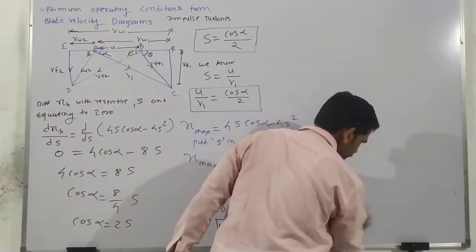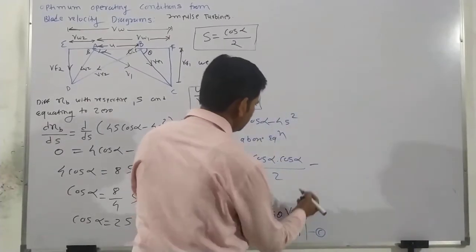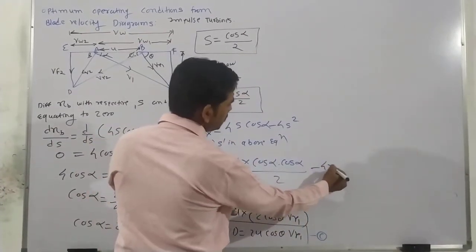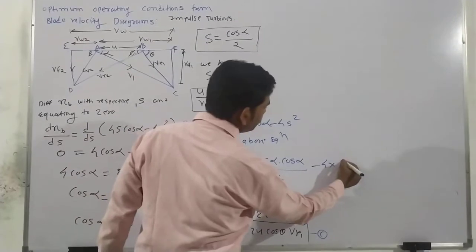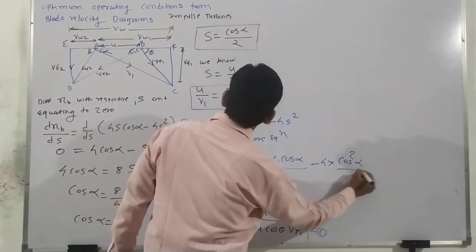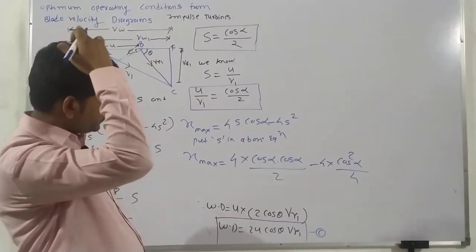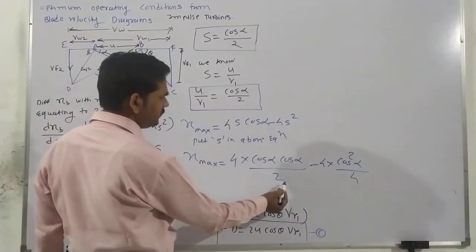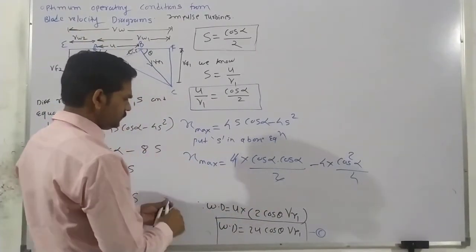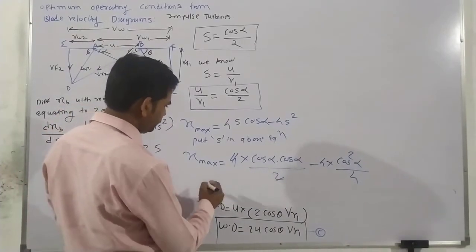minus 4, s is replaced by this term. So what do we get? Cos square alpha upon 4. We are getting this, right? So after solving, what do we get here? This 2.